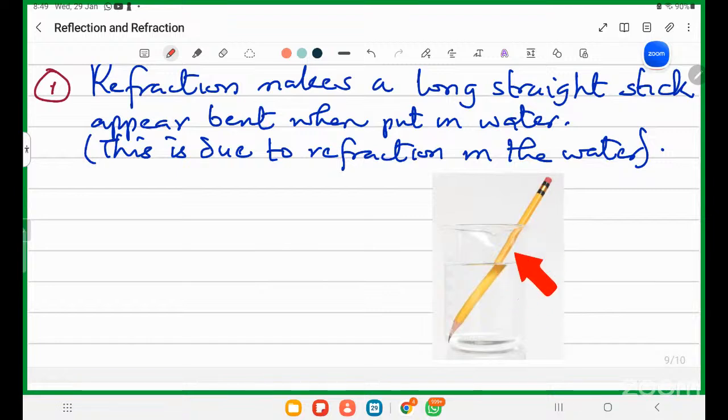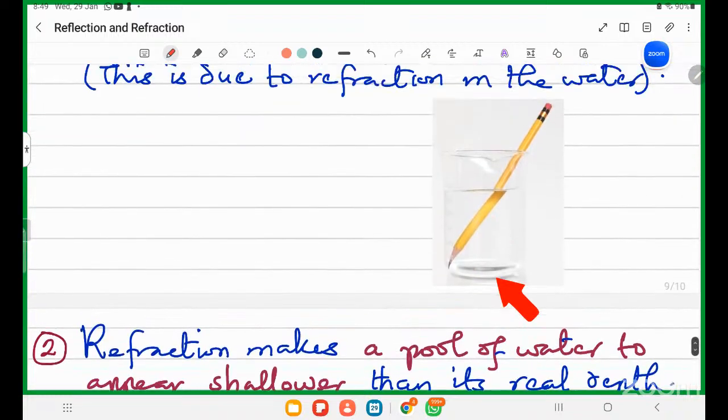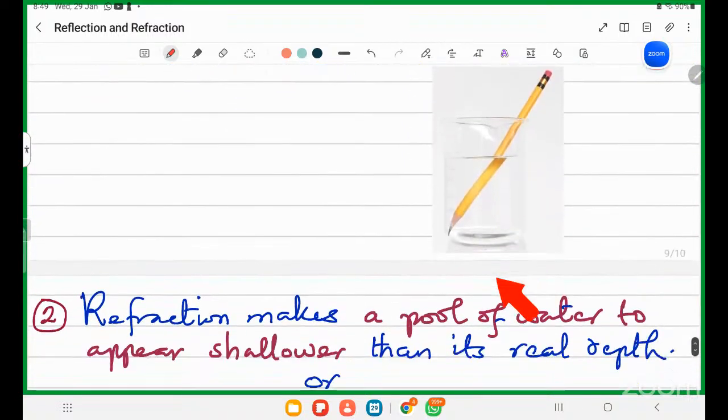And no, it is not broken. That is just the apparent view. That explains refraction. So refraction makes a long straight object appear bent when you put it in water. This is one of the effects of refraction.